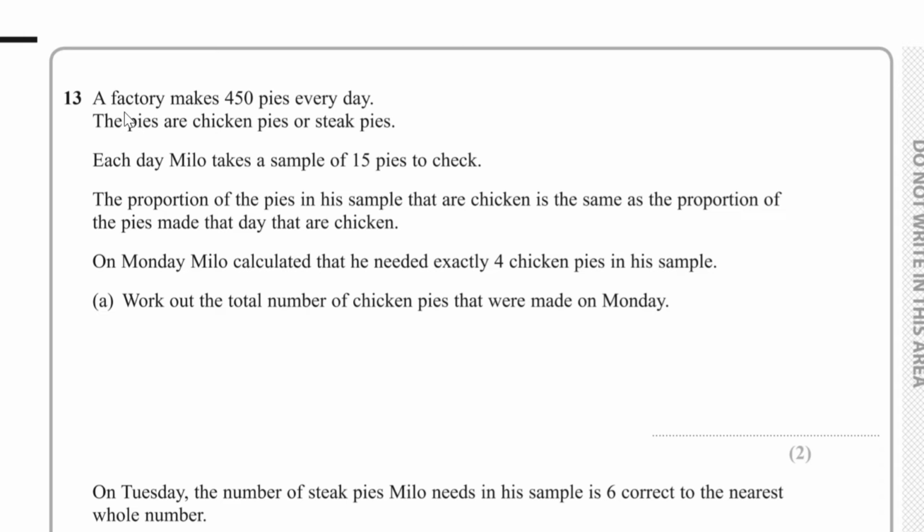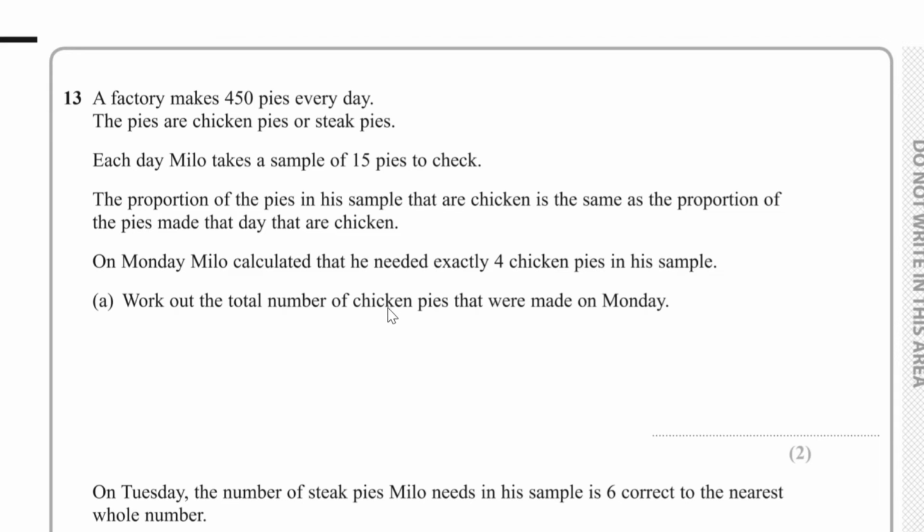Question number 13. A factory makes 450 pies every day. The pies are chicken pies or steak pies. Each day, Milo takes a sample of 15 pies to check. The proportion of the pies in a sample that are chicken is the same as the proportion of the pies made that day that are chicken. On Monday, Milo calculated that he needed exactly 4 chicken pies in his sample. We have to work out the total number of chicken pies that were made on Monday.